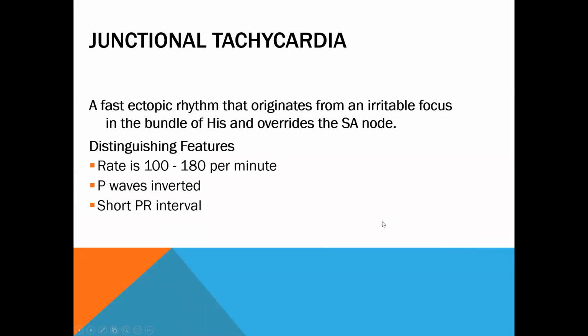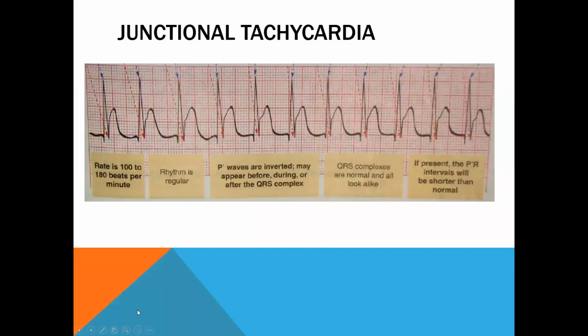And then it can start going really fast. So if the rate is between 100 and 180 per minute, now it's called junctional tachycardia. So here's a fast rate. How fast is the rate?